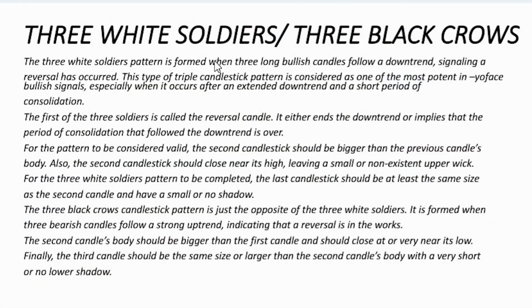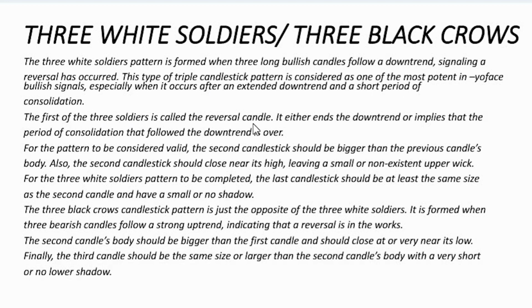Now the 3 white soldiers or 3 black crows. The 3 white soldiers pattern is formed when 3 long bullish candles follow a downtrend, signaling a reversal has occurred. That's for the 3 white soldiers. So at the end of the downtrend, you see 3 bullish candles follow a downtrend, the 3 candlesticks going upward. This type of triple candlestick pattern is considered as one of the most potent bullish signals, especially when it occurs after an extended downtrend and a short period of consolidation.